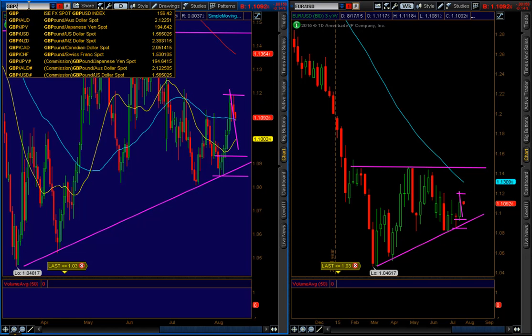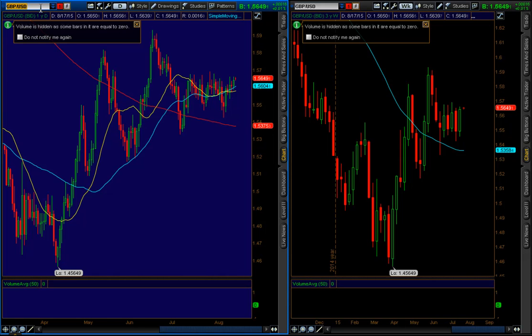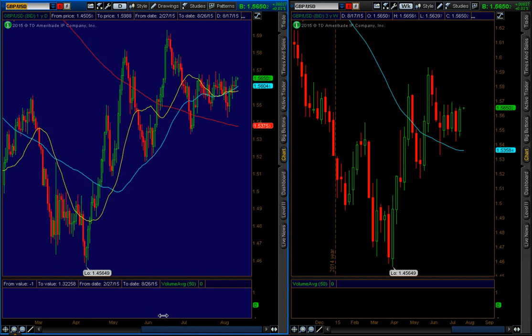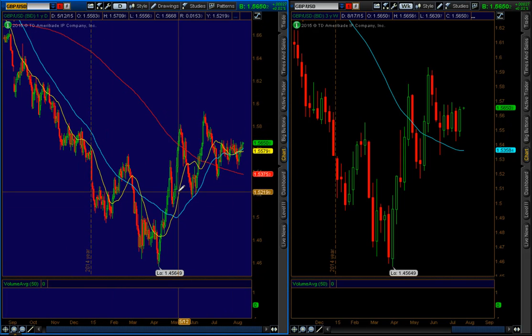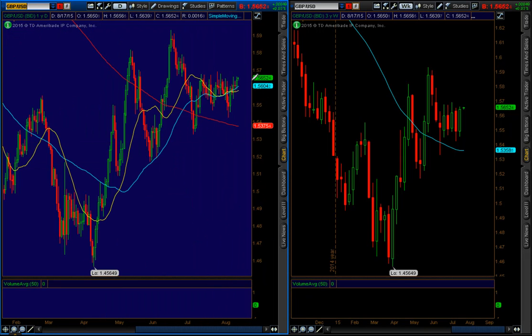GBP, British pound. Your British pound is actually looking more bullish than your Euro USD, right? Because you're seeing more pronounced higher highs, which is this, and higher lows, which is right here and right here, and possibly even if you see this basing right here, this is what I meant by the Euro USD. It might not even come down, right?